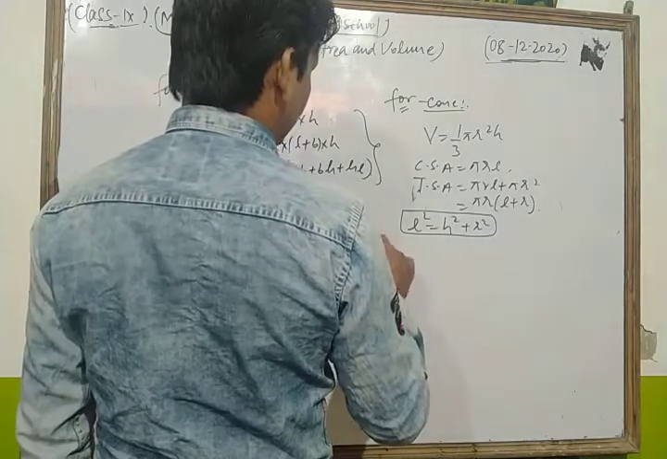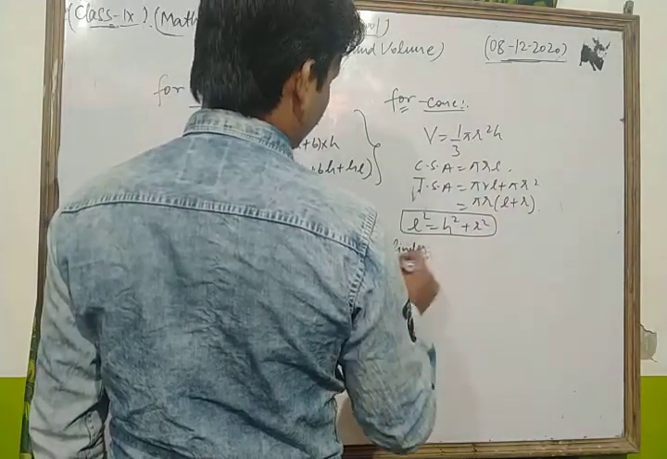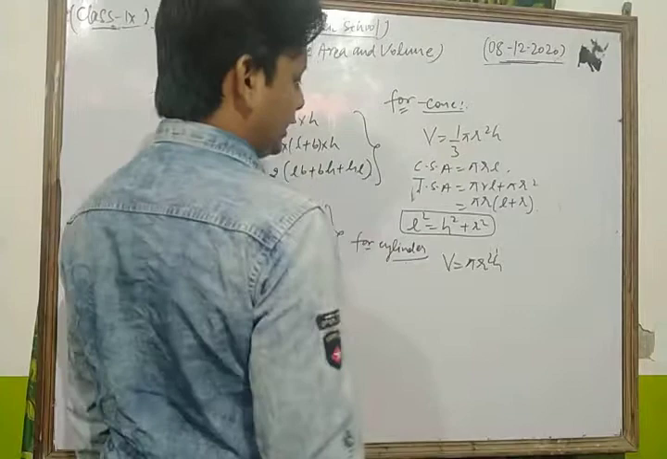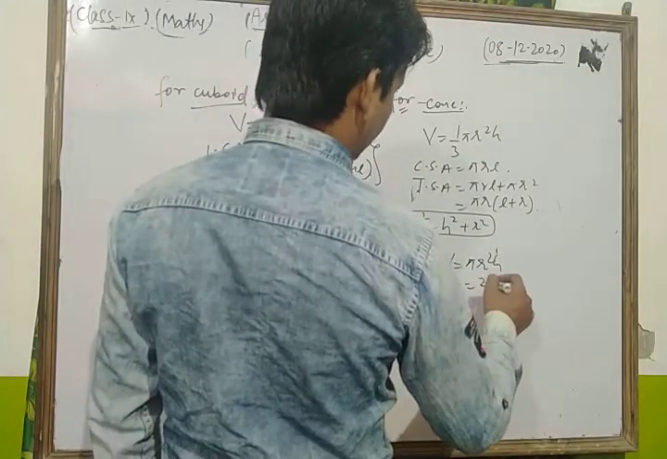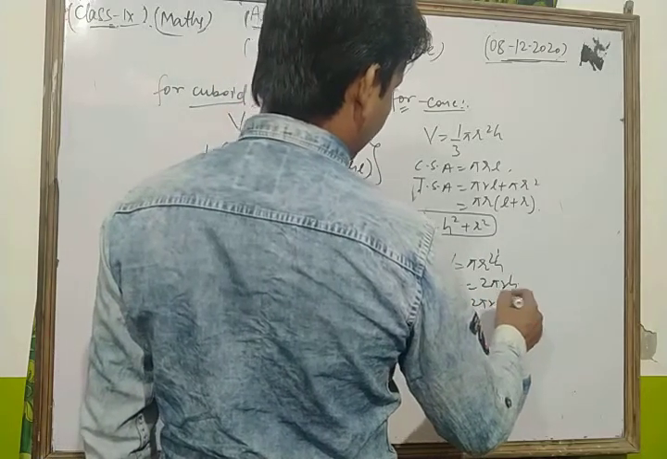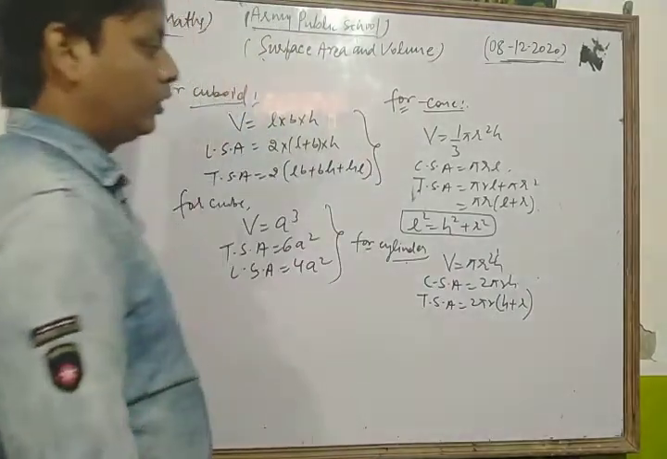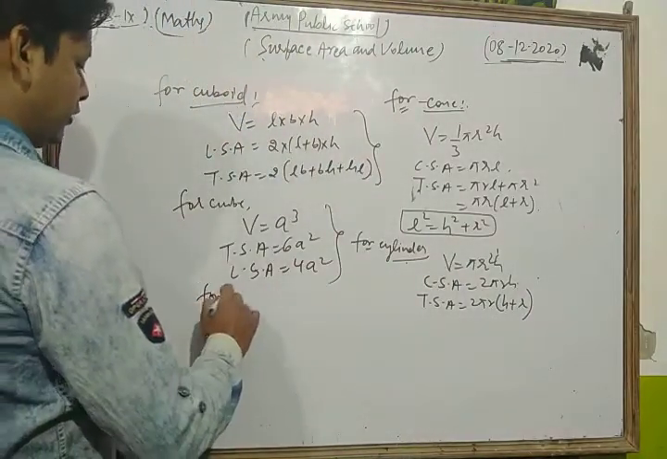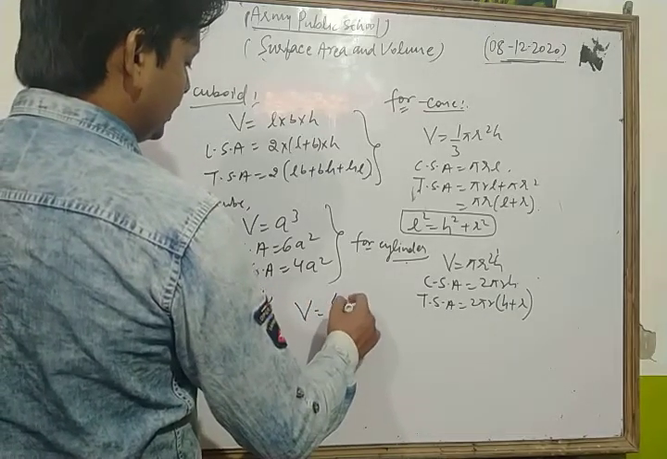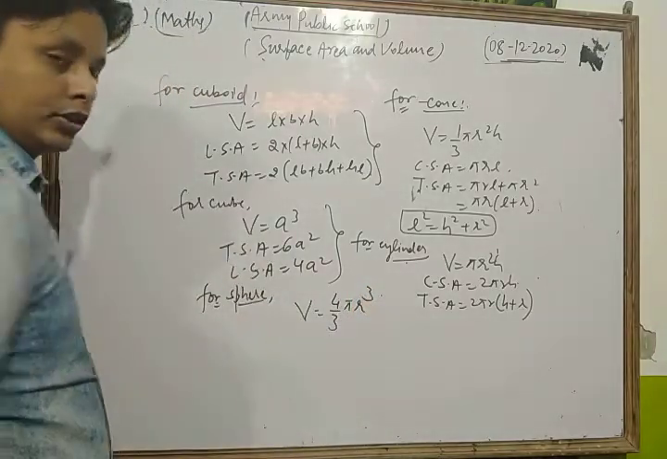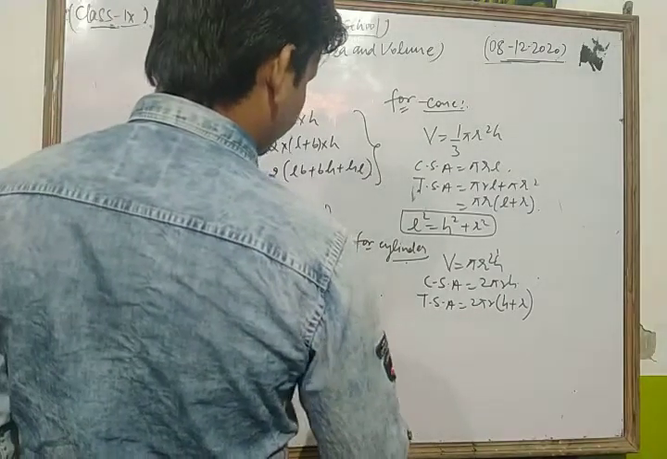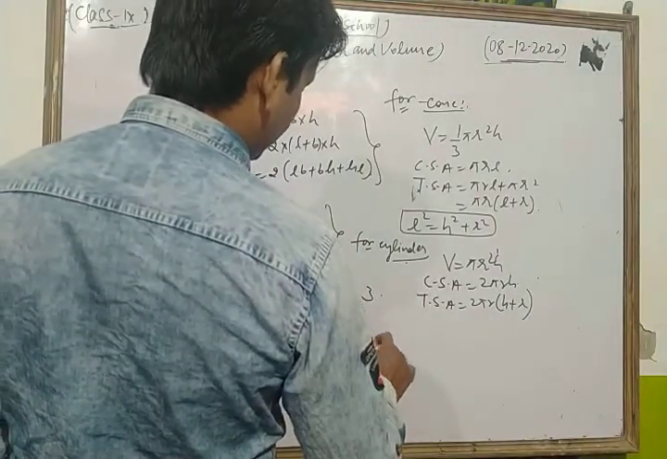Now for cylinder, the volume of the cylinder is what? Pi r square h. The curved surface area of the cylinder is what? 2 pi r h, and the total surface area of the cylinder is 2 pi r in brackets (h plus r). This is the formula for cylinder. Now for sphere, the volume of the sphere is what? 4 by 3 pi r cube, and the total surface area of the sphere is what? 4 pi r square.